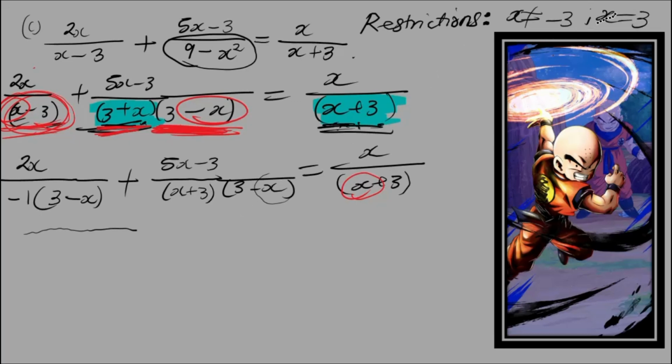Oh, cancel the equal sign. X shouldn't be a positive 3. Same thing applies here. X shouldn't be a negative 3, but I already wrote that. And same thing applies here. X shouldn't be a positive 3, but I already wrote that. So those are my restrictions, right? And then from here now, we are looking for the, what? Say it with me. LCM.